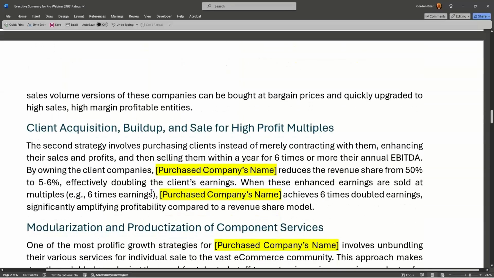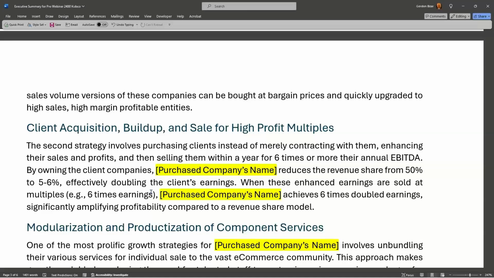Low sales volume versions of these companies can be bought at bargain prices and quickly upgraded to high sales, high margin, profitable entities because of the traffic that we can drive to them. So we can take companies we can buy at a bargain and make them very profitable companies instantly, because these folks control the flow.